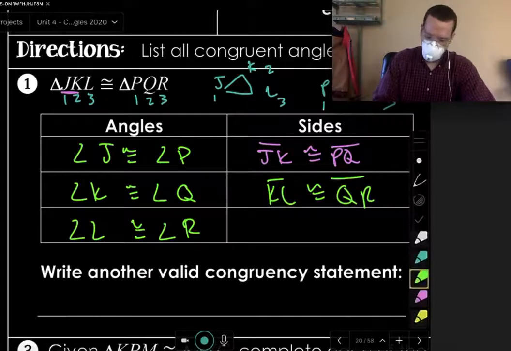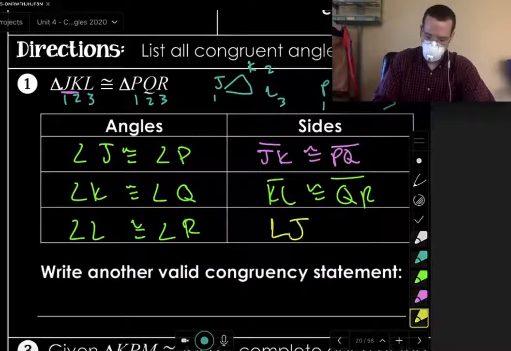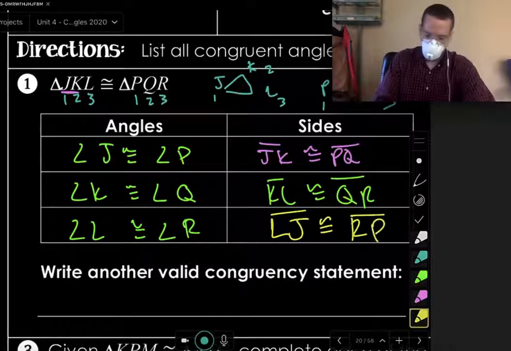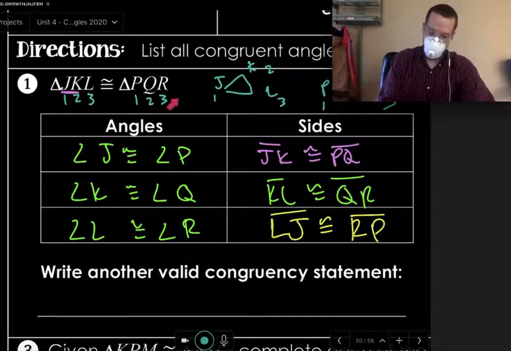And then finally, I'm going to do 3 and 1. So 3 and 1 will be LJ, LeBron James. And then the last one will be RP. So that's how these go. It's very helpful to number these because then it takes the brain work out of it. Just go by the numbers and then drop them in.